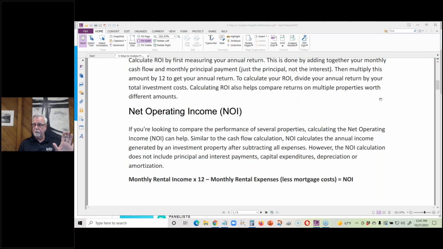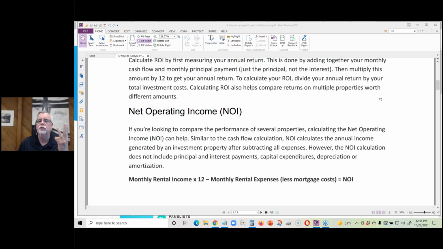All right, so net operating income starts with the annual gross at 100% occupancy, the dollars we could get. We subtract vacancies and uncollected rents, the dollars we won't get. We end up with the dollars we will get, which is called effective gross income. You're going to see EGI coming up in some of the spreadsheets.